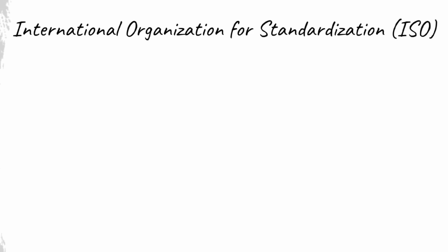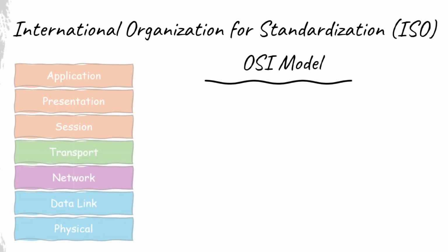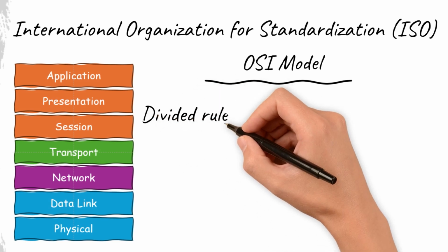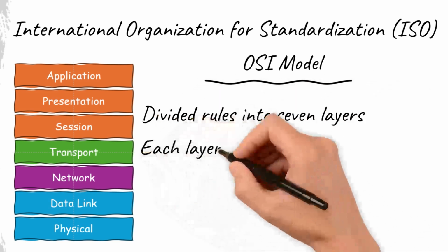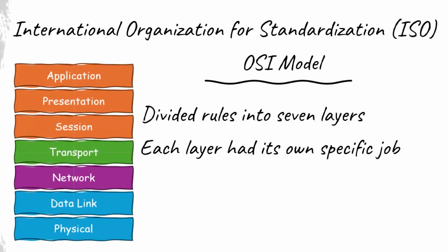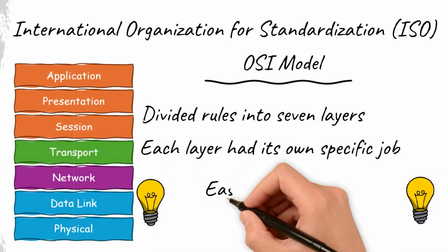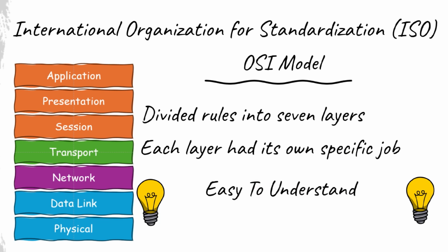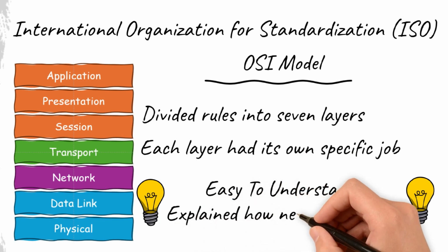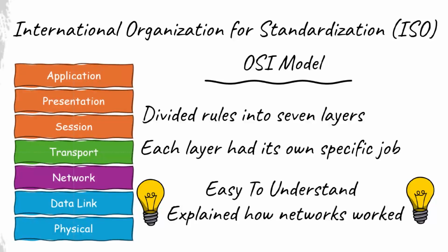To solve communication issues between different networks, the International Organization for Standardization, ISO, created the OSI model. They divided all networking rules into 7 clear layers. Each layer had its own specific job in network communication. The goal was simple: create a clear structure that everyone could easily understand. The OSI model became very popular because it clearly explained how networks worked. It was such a big success that it even won a Nobel Prize.